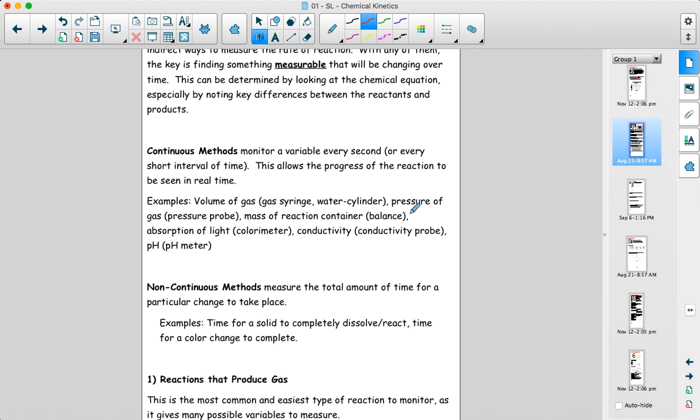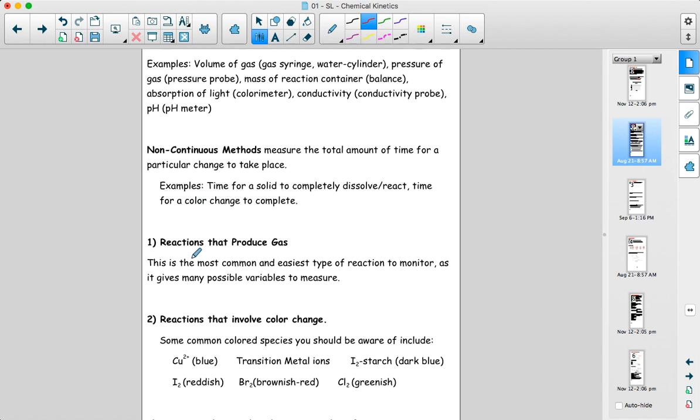You can use a pressure probe to measure the amount of gas produced. More gas will mean more pressure. You can look at the mass of the reaction container over time. If you're producing a gas, then the mass of the container will decrease over time. For reactions that involve color changes, you can measure the absorption of particular wavelengths of light, and that should change according to how dark or how light the solution is. You can look for certain reactions at how conductive the solution is based on if the number of ions in the solution is changing. And if the amount of H plus ions is changing, then you should be able to use a pH meter to detect how quickly the reaction is progressing.